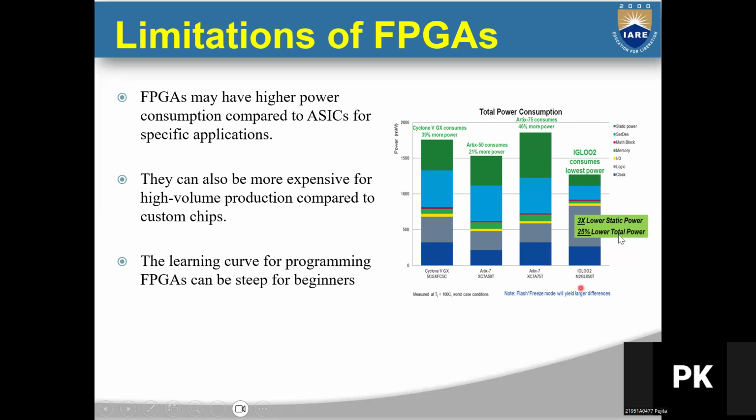So as we see from the picture, we can see total power consumption. Everything has a limitation. The graph goes up and down and up and down, so there is no stable power consumption. It has higher power consumption compared to ASICs for particular, specific applications. So that is why FPGAs are kind of limited.